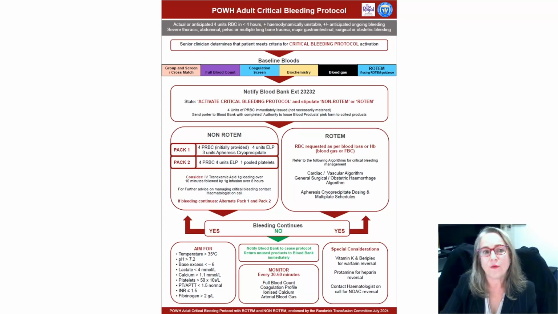So this is the summary of our Randwick campus critical bleeding protocol for adults. It's the same as something at your hospital, I'm sure, and it says activate the protocol. These are the blood tubes to take. This is the phone number. Choose Rotem or non-Rotem guided. It goes through what I've just told you about.